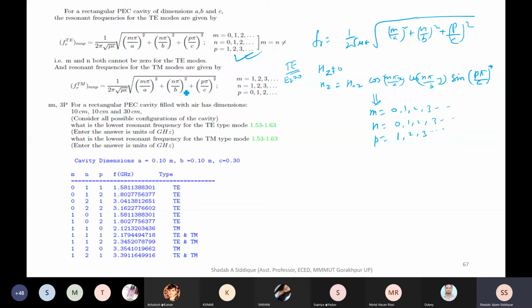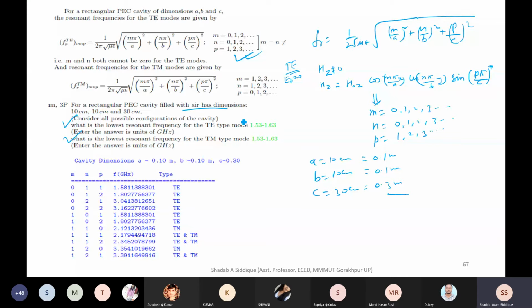for the TM mode, it comes out to be this one, and that was 1, 1, starting from 0. Now, for the rectangular cavity with air dimension, it is given as A equal to 10 centimeter, B equal to 10 centimeter; just convert it into meter, 0.1 meter, 0.1 meter, and C equal to 30 centimeter, 0.3 meter. We need to solve what is the lowest resonant frequency for the TE mode and what is the resonant frequency for the TM mode.